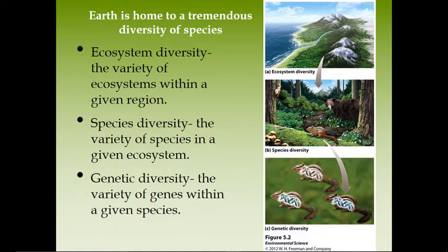Finally, on the smallest level is genetic diversity. Genetic diversity is the variety of genes within a species. If you look at picture C, you can see a species of squirrel, which all have different genes. When determining the diversity of an ecosystem, it is important to determine the number of species present.